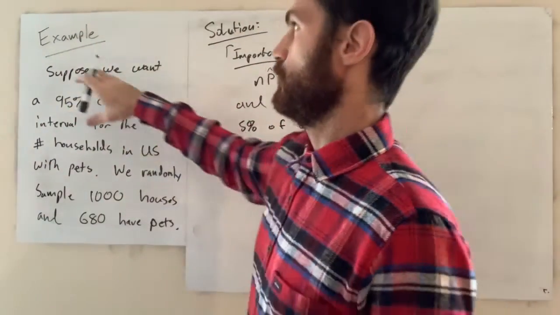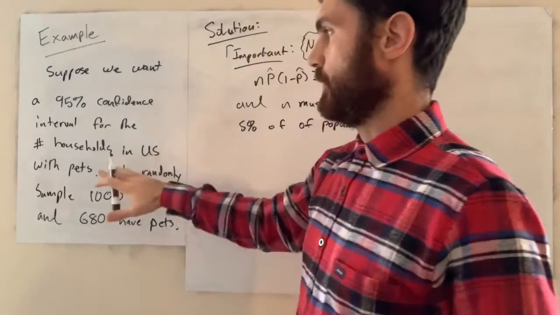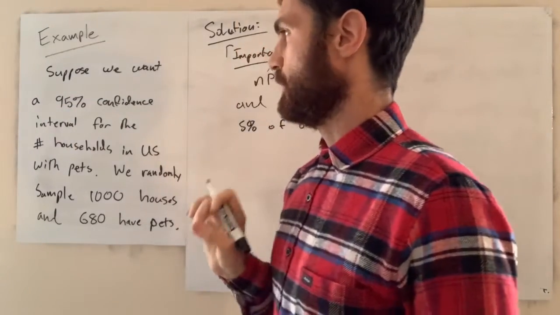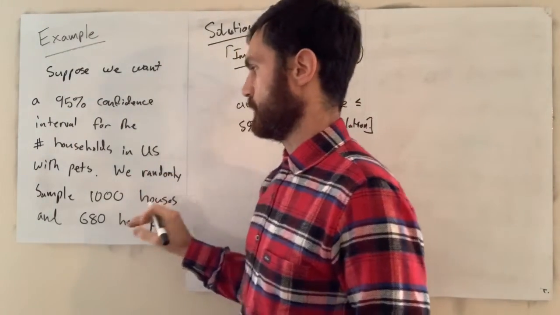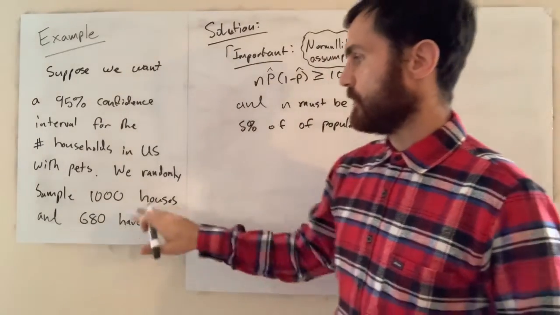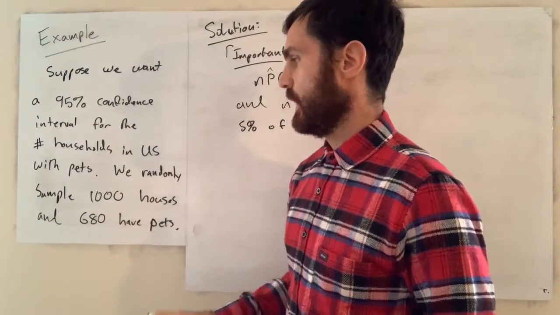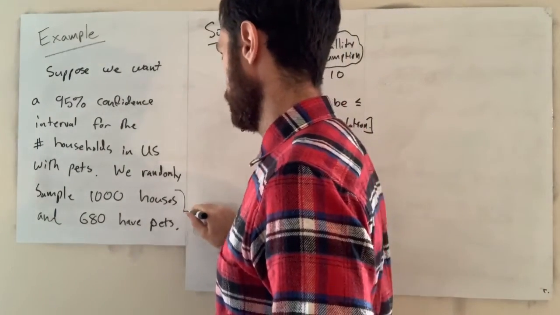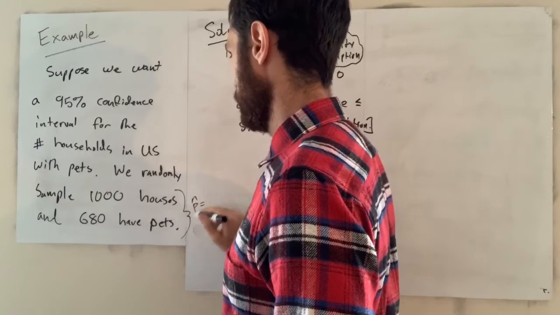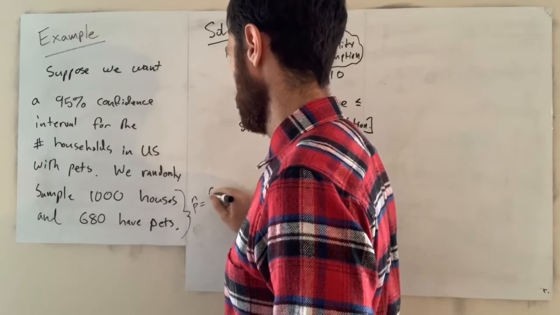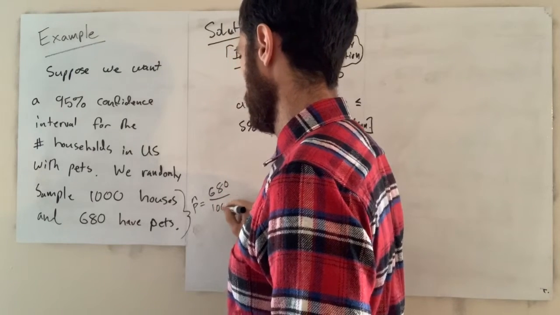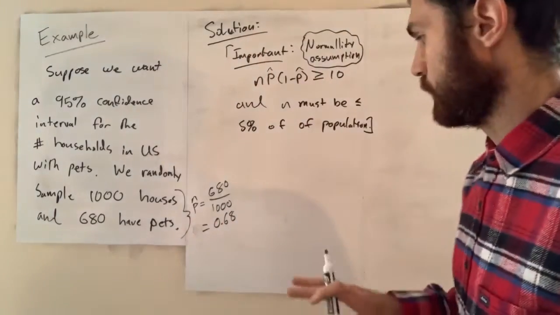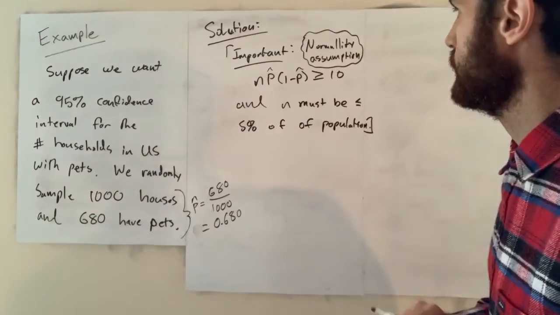So we return back to our running example of the number of households in the US with pets. Okay, suppose we want a 95% confidence interval for the number of households in the US with pets. We randomly sample 1,000 households and 680 have pets. So this will give us our specific p hat, which is 680 over 1,000, or 0.68.